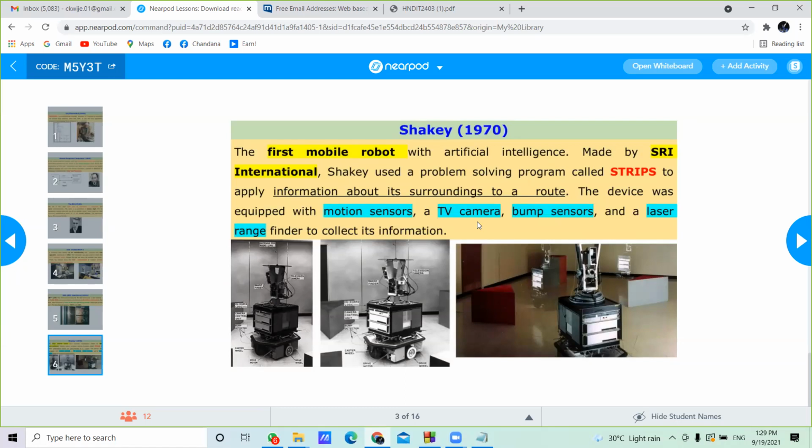I am going to show a video of Shaki, how Shaki works, right? Look at the video here.